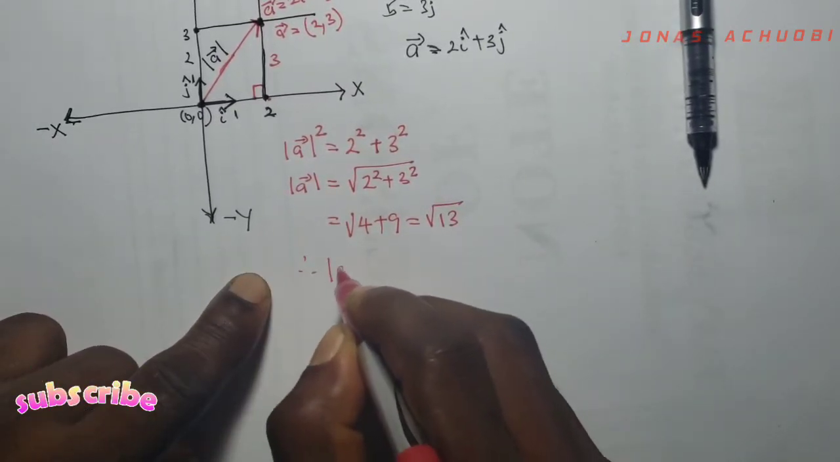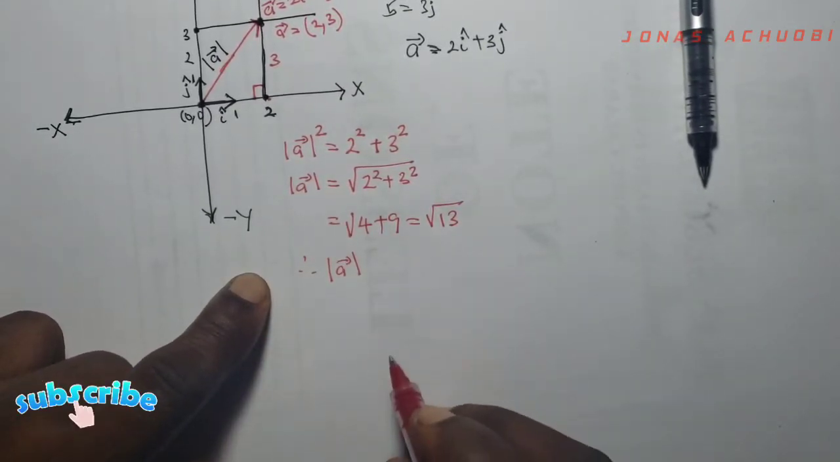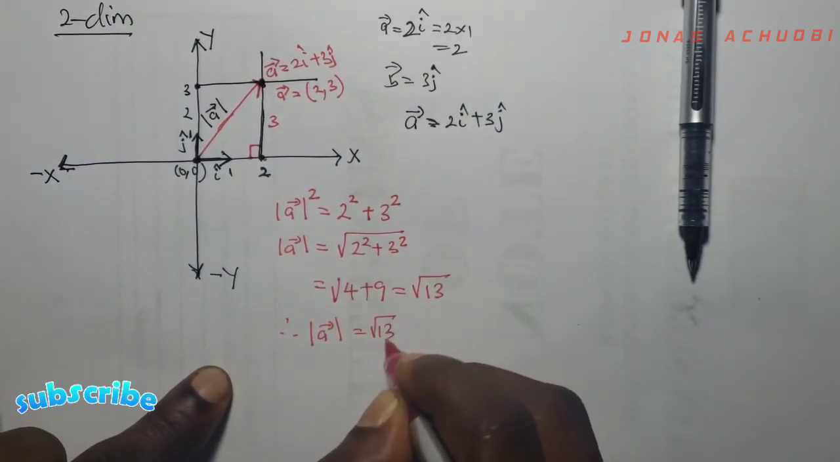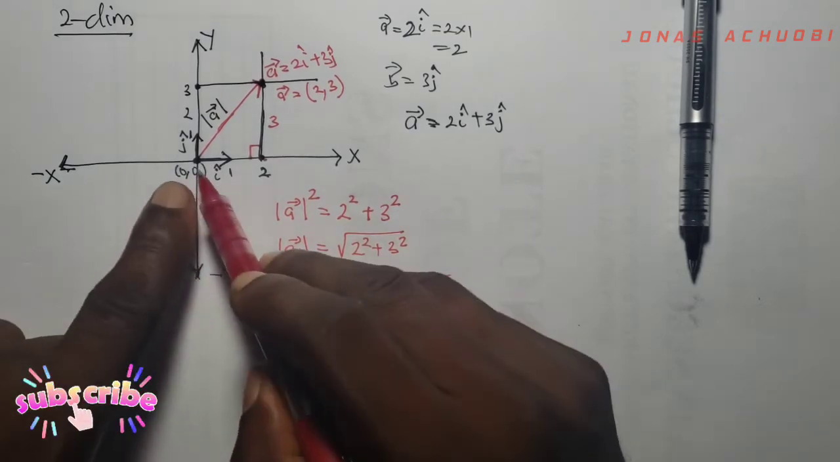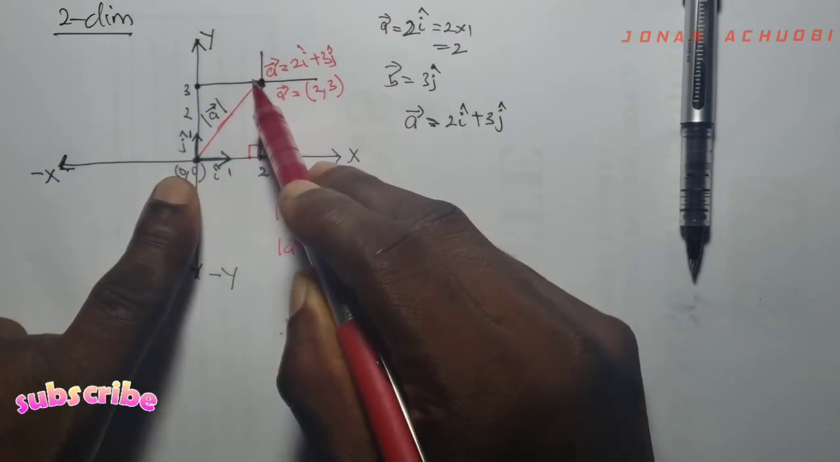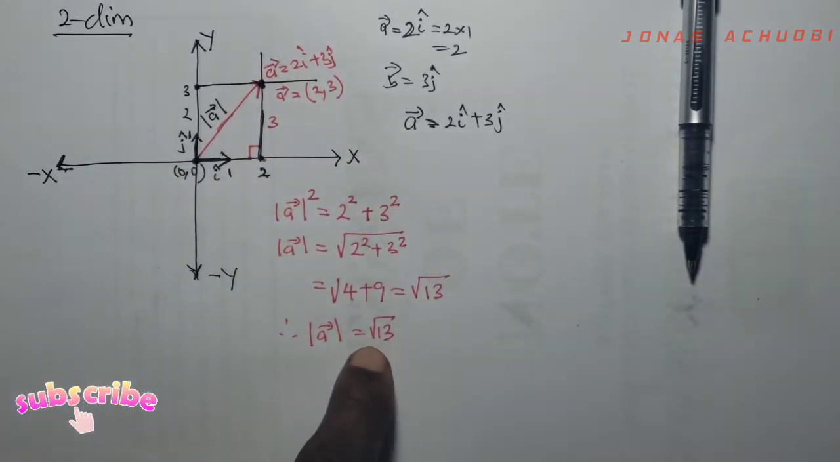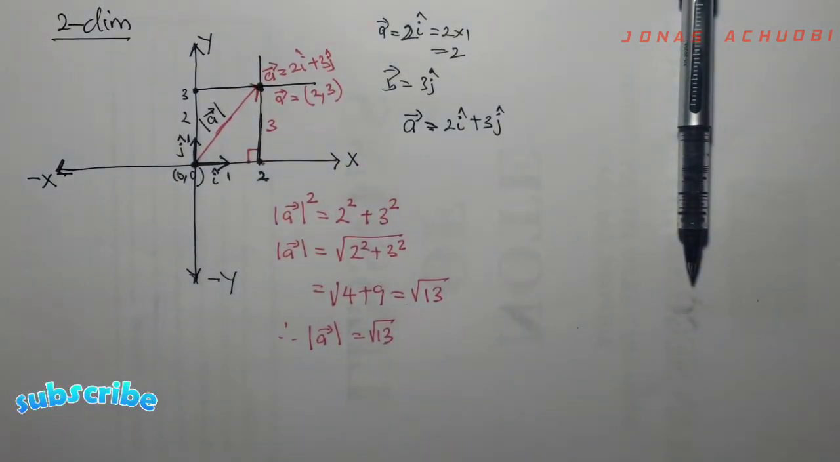Therefore, the length of vector A, or the modulus of vector A, or the size of vector A, is equal to the square root of 13. Meaning that if you measure the length of this arrow, or this line, if you like, of this vector from the origin to this point A, what you get there is root 13 what? Units, whatever it is. So that's how you locate a vector on a two-dimensional coordinate system.